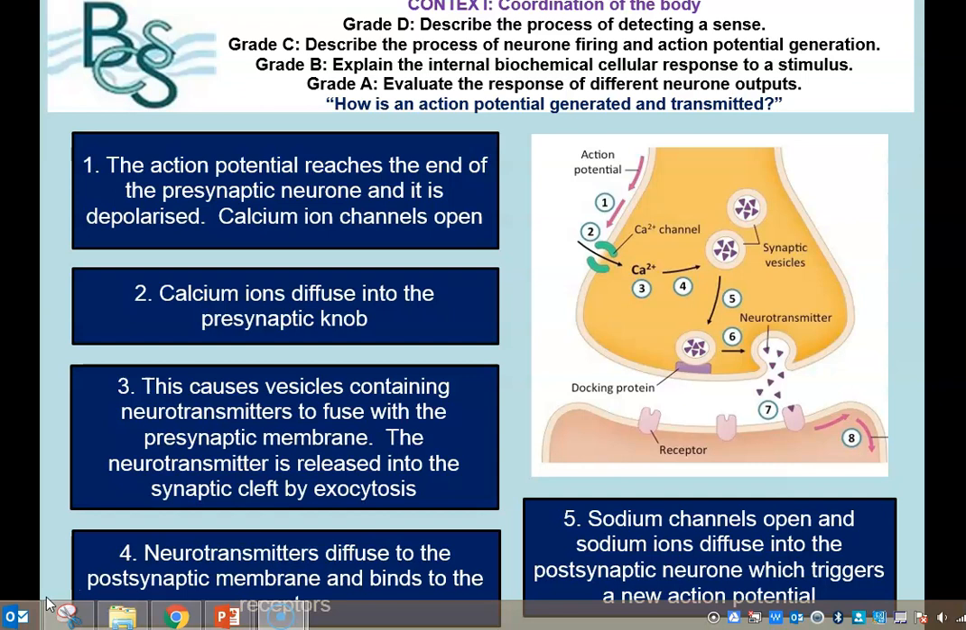Once it gets into the synaptic cleft, the neurotransmitter will diffuse across the synaptic cleft and bind with the complementary receptors on the postsynaptic membrane. That then triggers sodium ion channels to open along the postsynaptic membrane, which starts a new action potential in that second neuron.